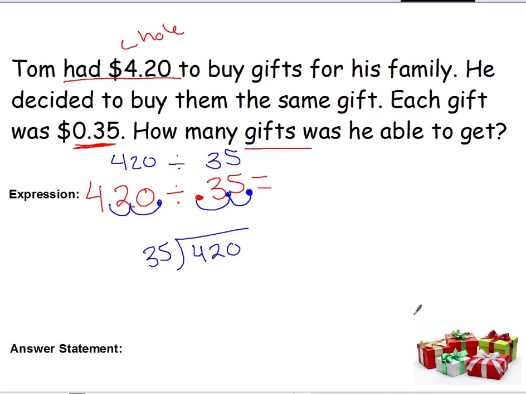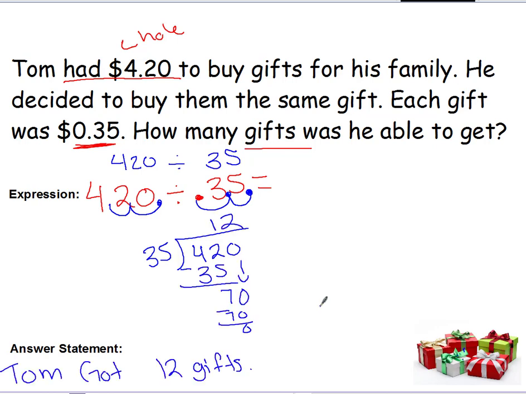Go ahead and pause the video and solve on your own. Okay guys, so your answer should be 12. So Tom got 12 gifts. And again, we can double check and see that our answer is correct. Okay, make sure you have written down everything from this video.